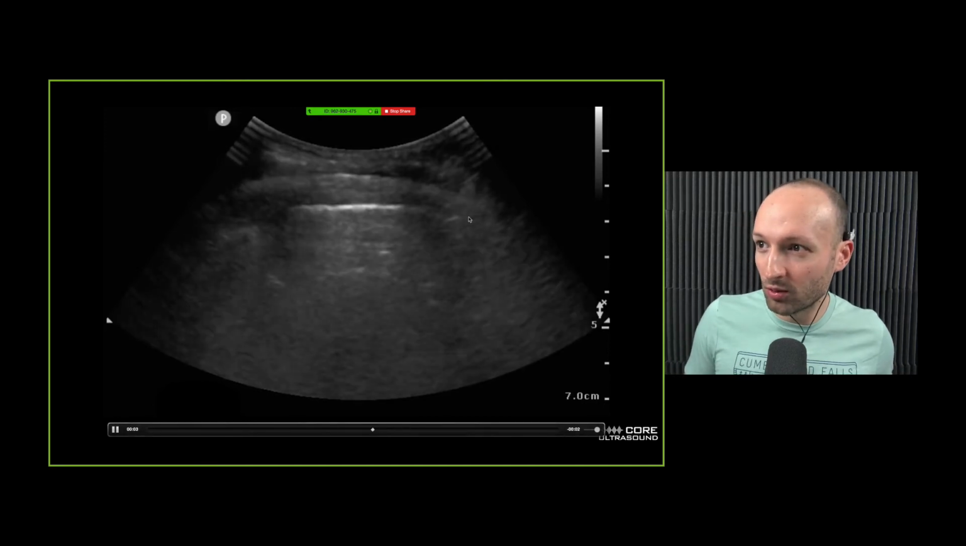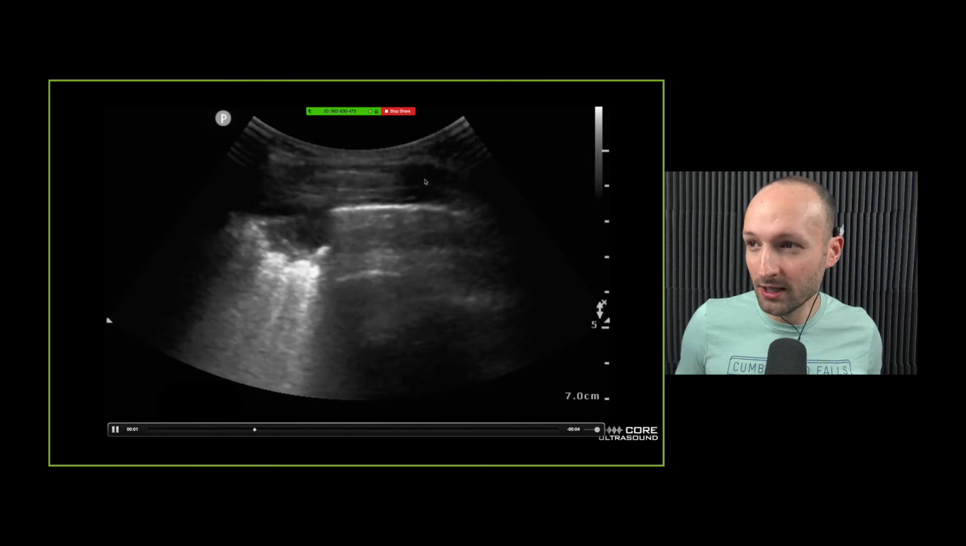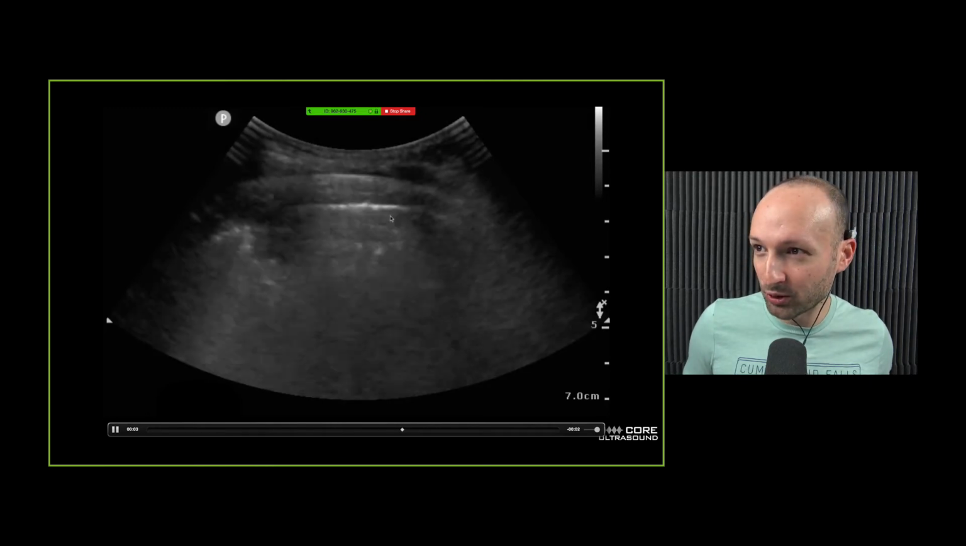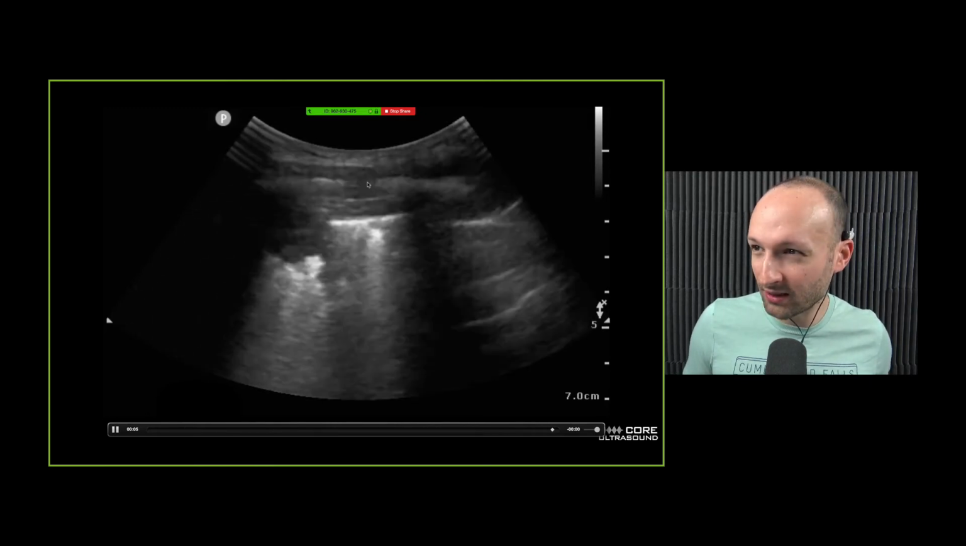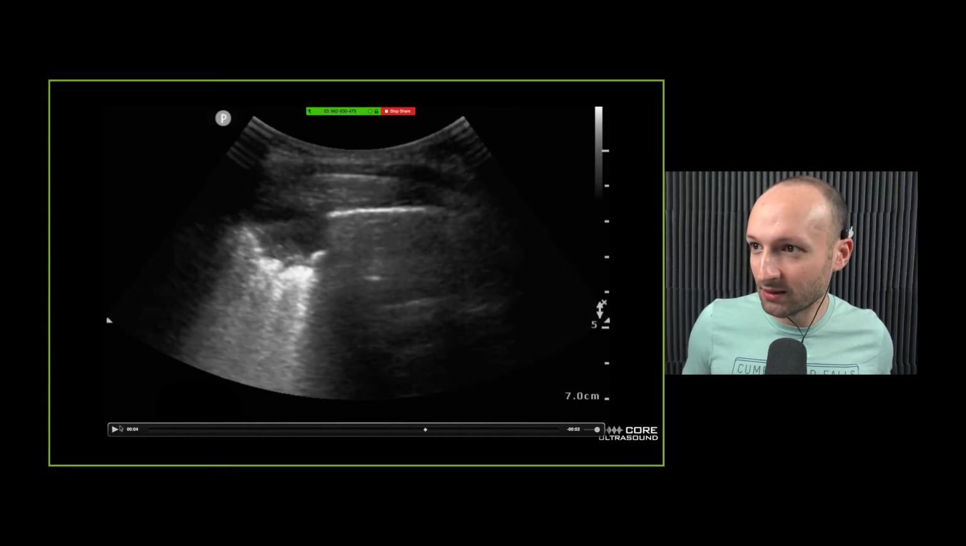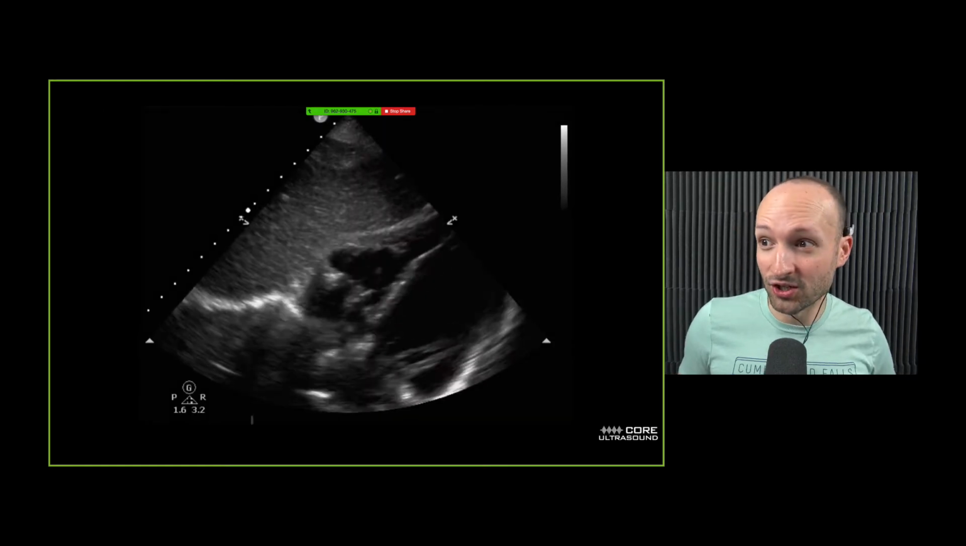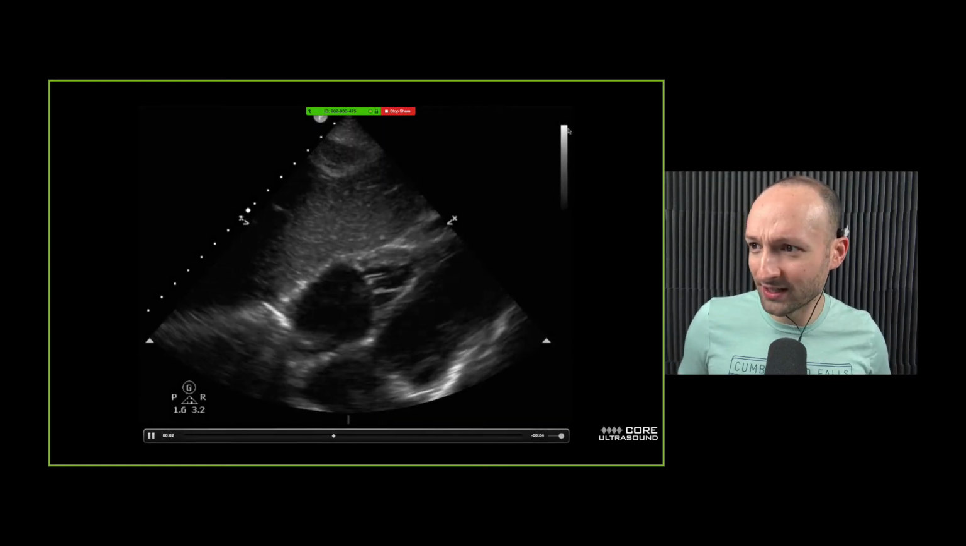Here's another one. So right here, I'm trying to get parallel to the ribs. That's why you can see a nice pleural line and it kind of goes away for a second, because I'm actually getting onto a rib. But actually, let me pause it right there. So this right here is the pleural line. This is a normal pleural line. And you see that dip right there? That is a subpleural consolidation. And this is the patient's echo. Now, what do you guys think is going on there?